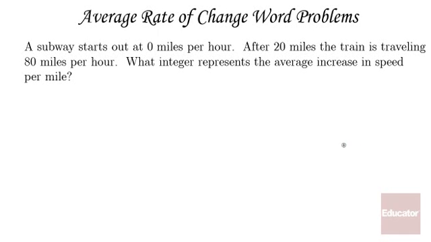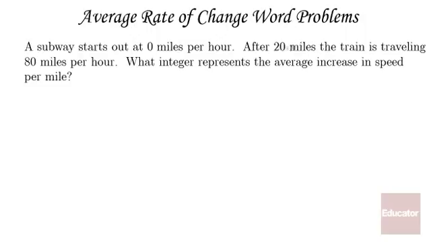Here's another average rate of change in word problems. A subway starts out at 0 miles per hour. After 20 miles, the train is traveling 80 miles per hour. What integer represents the average increase in speed per mile? So the subway is at a stop in the beginning, and then it starts gaining speed. And after 20 miles, it's now traveling at 80 miles per hour.